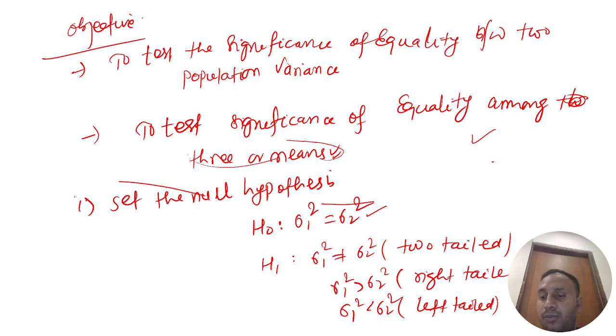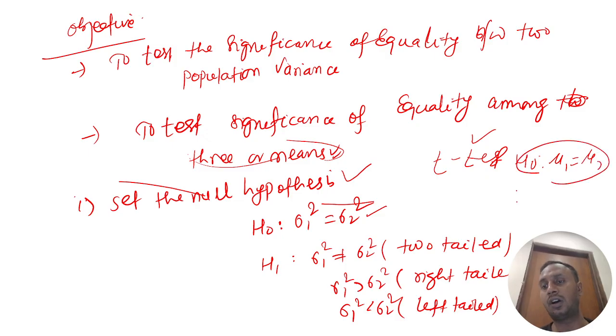We are going to discuss what we can say about the variance instead of discussing the mean. So what is the first step? First, we set the null hypothesis. In the case of the t test, what we were seeing was the null hypothesis mu1 is equal to mu2, or the alternate hypothesis mu1 is not equal to mu2. So this was the mean.